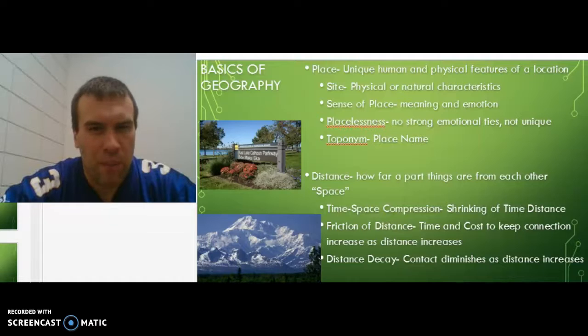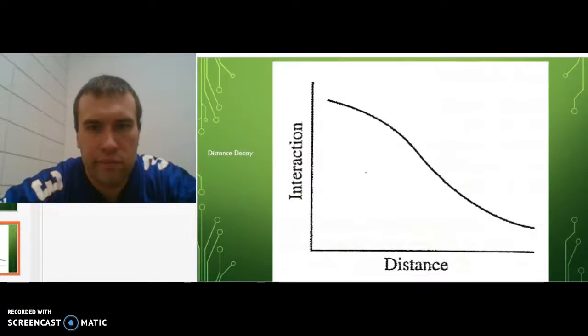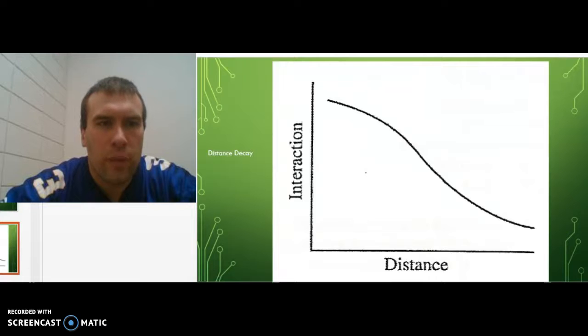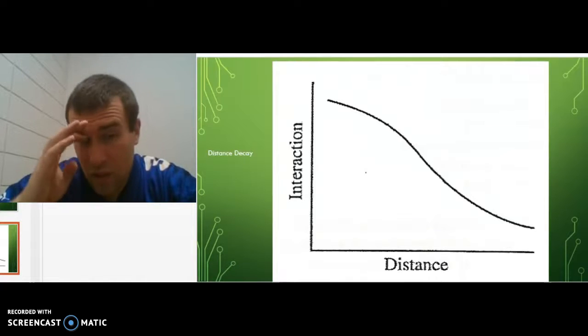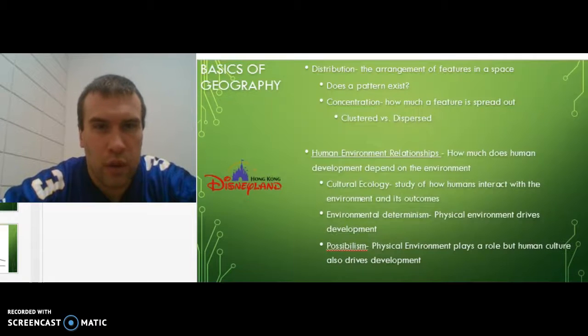Okay. And part of what shows friction of distance is distance decay. Contact diminishes as distance increases. Here's a real easy chart for that. So from there, you definitely should be able to understand the 3 definitions of what goes with distance as well. All right, so here we go. Let's go to the next part.